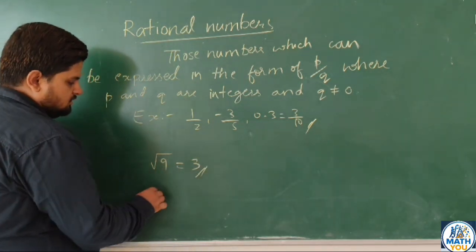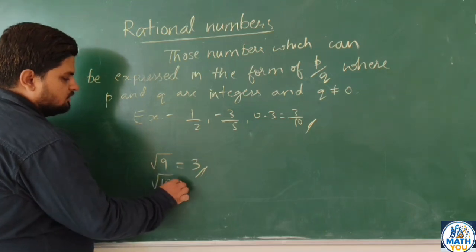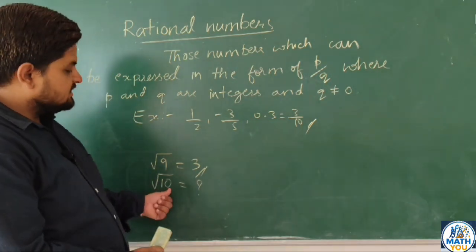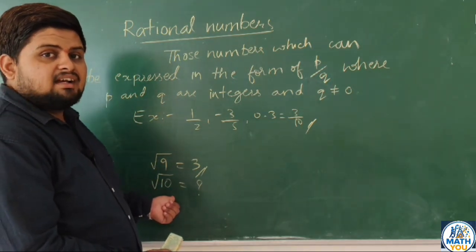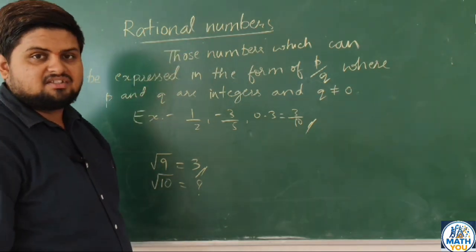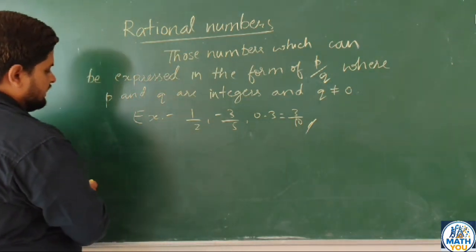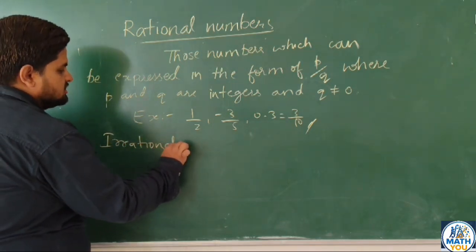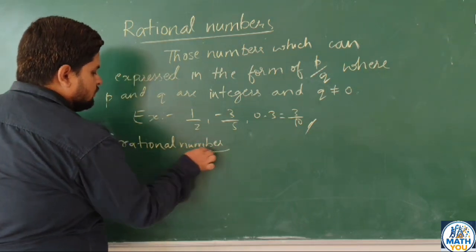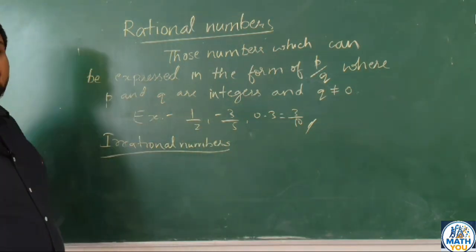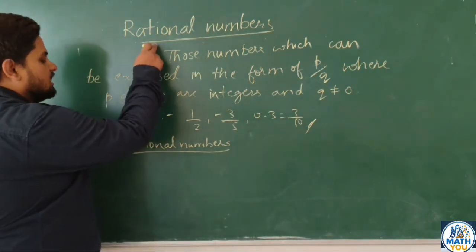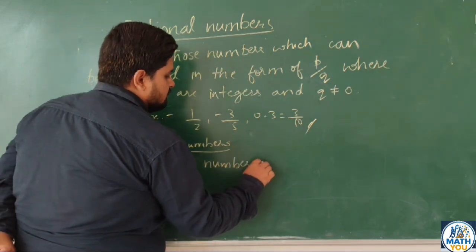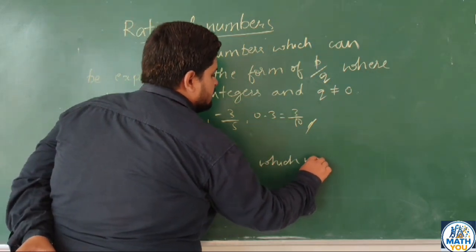We all know. Then let me take the next number 10. What is the square root of 10? We don't know the value of square root of 10. So we consider the square root of 10 as a number which is not rational, and write it as an irrational number. We call that an irrational number. Then what are irrational numbers? Irrational numbers are those numbers which are not rational numbers.